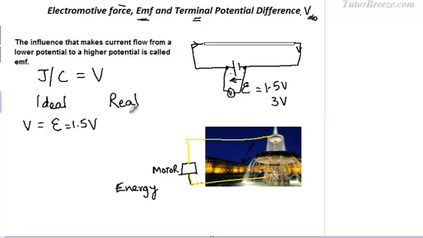But a real source of EMF is one which also has a certain resistance. There is a resistance when the charges move through the material of this cell. Due to that resistance, which is called an internal resistance, there is a certain voltage drop. There is a certain amount of loss of energy due to this resistance R, which is called the internal resistance.